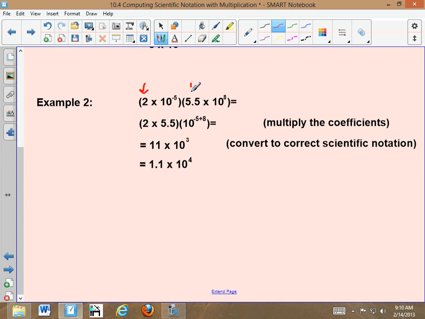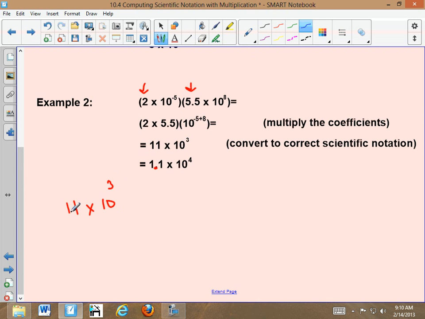2 times 5.5 gives me 11. Negative 5 plus 8 is 3. However, 11 is not in scientific notation, is it? It's not in scientific notation until you have a decimal in between the first two numbers. So, I take 11 times 10 to the third power.